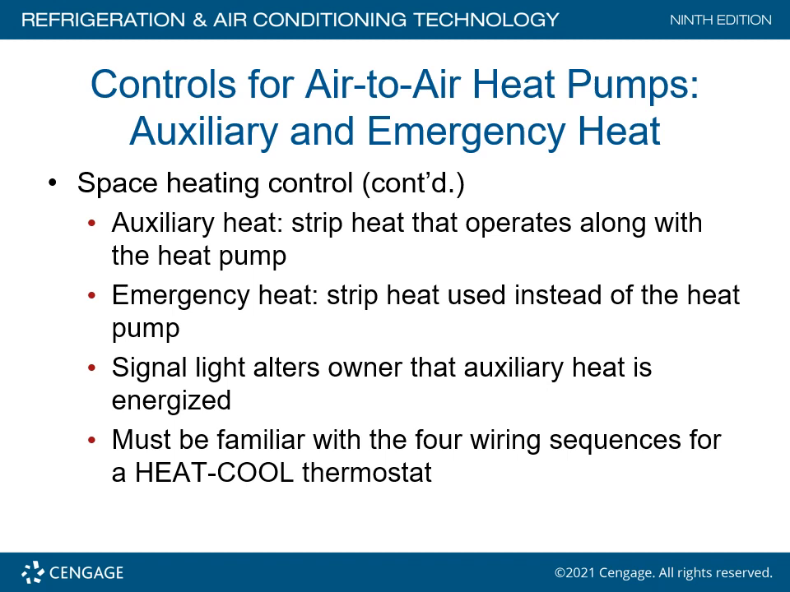Controls for air-to-air heat pumps, auxiliary emergency heat. The space heating control continues. Auxiliary heat, strip heat that operates along with the heat pump. Emergency heat, the strip heat that is used instead of the heat pump. A signal light tells the owner that auxiliary is energized. On your digital stat, you'll have a message that will flash like a red signal saying, hey, you are now utilizing strip heat instead of the heat pump to heat this house up.